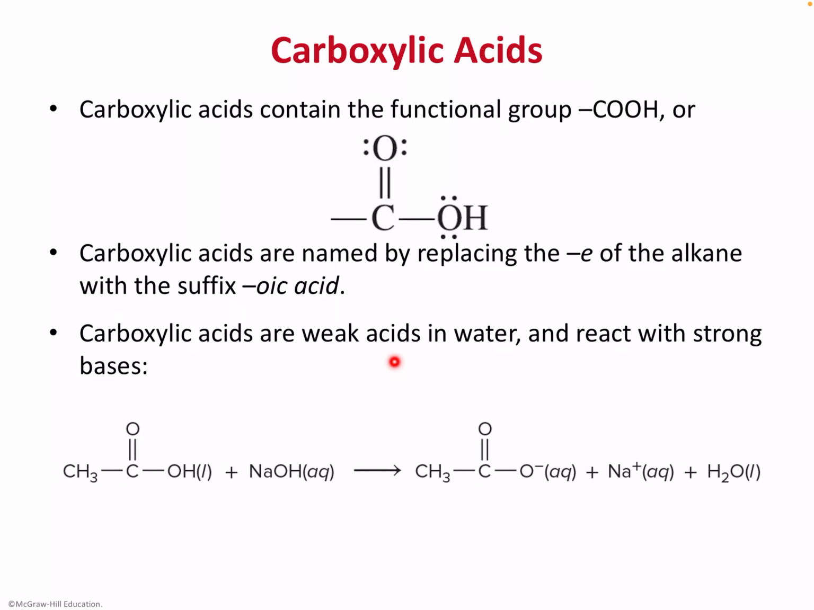Carboxylic acids are weak acids in water and react with strong bases. So this is a carboxylic acid, a weak acid, reacting with sodium hydroxide. This is a base, and this is the acidic hydrogen. So the hydroxide will take up this hydrogen and become a carboxylate anion, a sodium ion, and water. So how do you form the water? You have this OH, it takes up this hydrogen and becomes water.